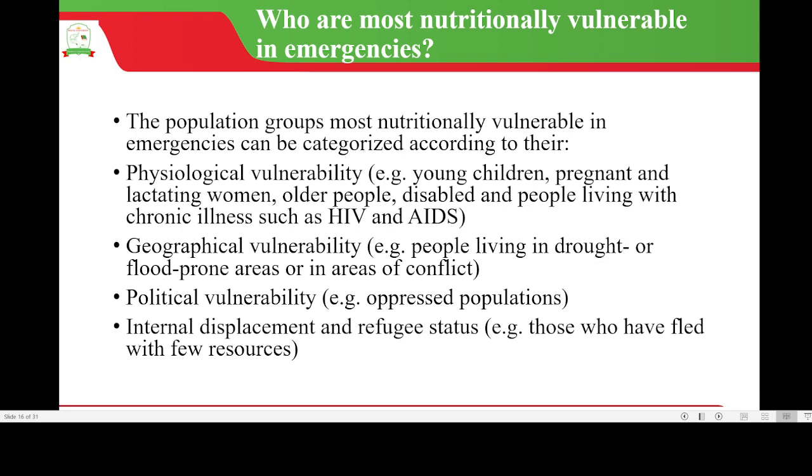Who are the most nutritionally vulnerable in emergencies? The population groups that are most nutritionally vulnerable in emergencies can be categorized according to their physiological vulnerability. For example, young children, pregnant and lactating women, older people, the disabled, and people living with chronic illness, for example, HIV and AIDS. And then we also have geographical vulnerability. For example, people living in drought or flood-prone areas or in areas of conflict. And political vulnerability, for example, oppressed populations, and then internal displacement and refugee status, those who have fled with few resources.